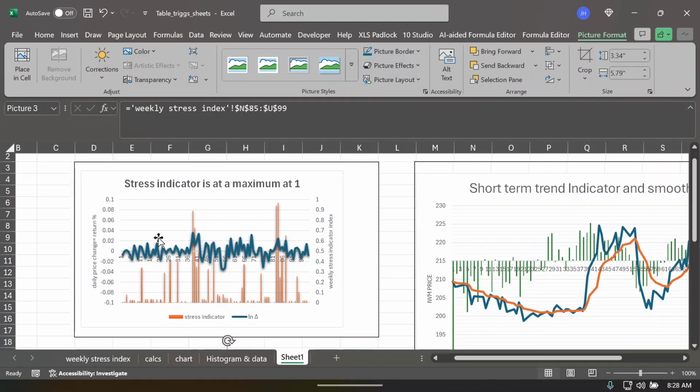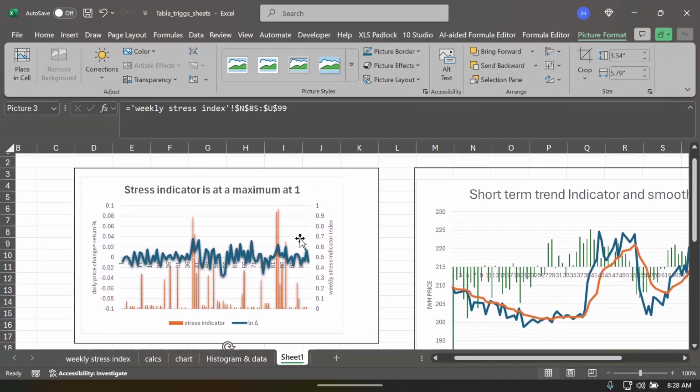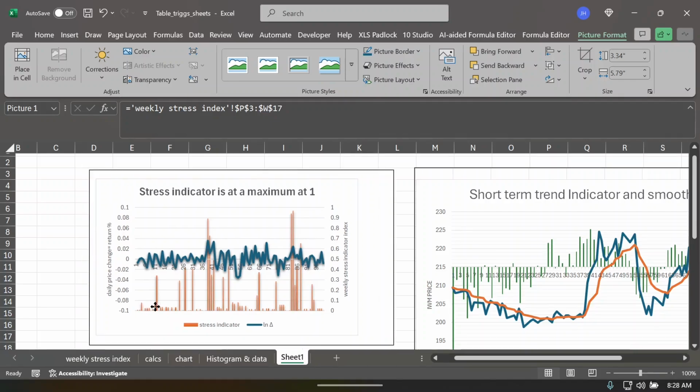Now, this is a reliability indicator that comes from engineering. It's an exponential reliability indicator which indicates the stress in a system. Now, that is the daily log returns of prices, and that indicates from May till October this year.